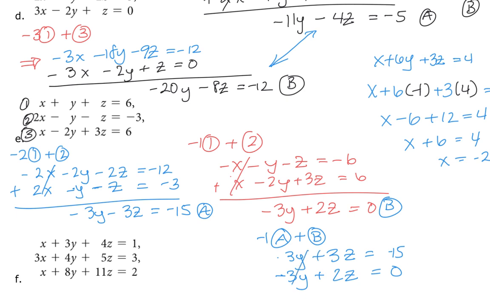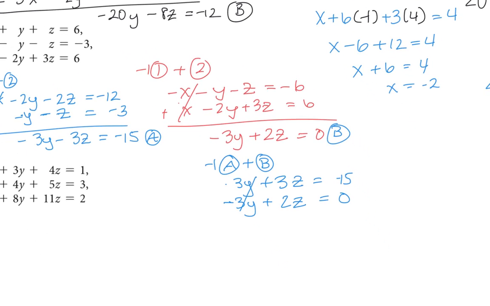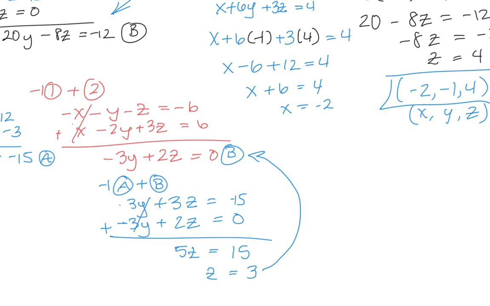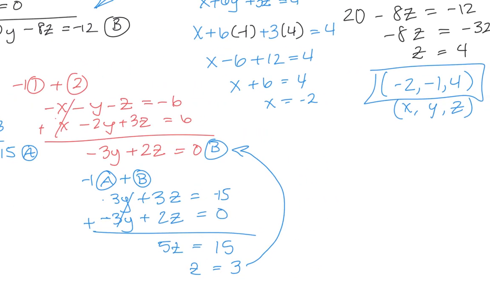When that happens, my y's disappear, and I get 5z is equal to positive 15. So z is equal to 3. Once I have z, I'm going to plug it back into this equation, into B. I could have plugged it into A, but B is just as easy.